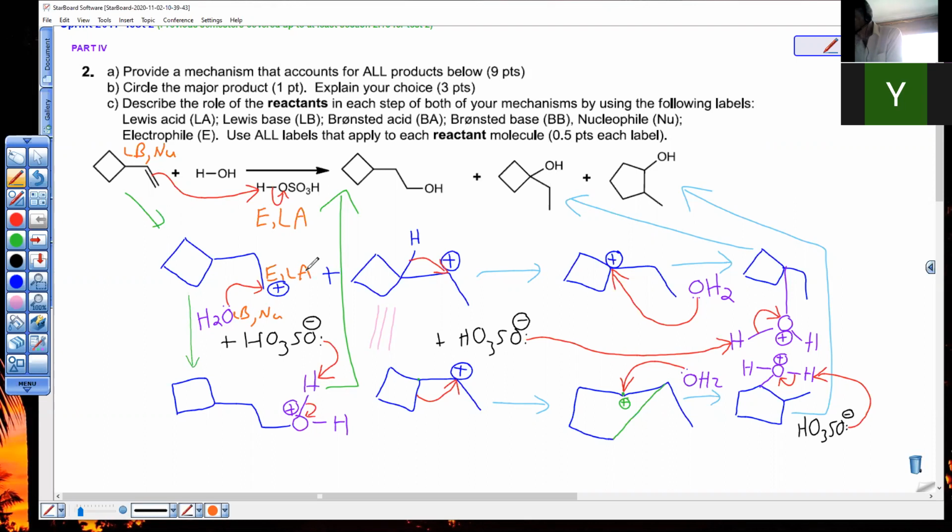Every time. This is an attacker. This is being attacked. Don't give me arrows for a rearrangement step because there's no two participants. There's only one. So arrows, labels would be meaningless and confusing. But here, water's the attacker. Lubnu. And this is getting attacked. Ela.